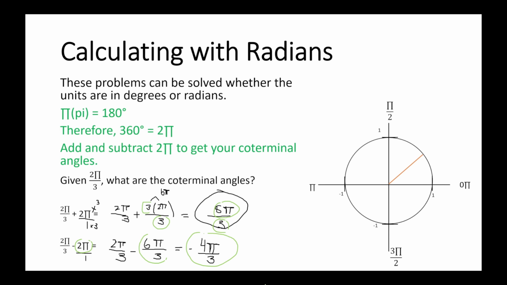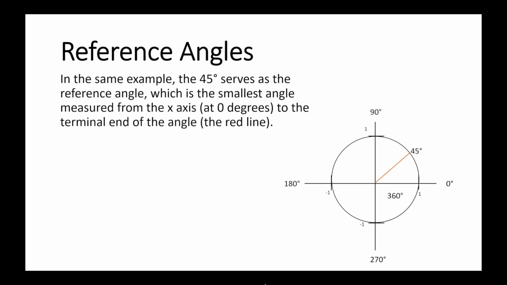Okay, now moving forward to reference angles. Reference angles are, well, it's kind of in the name. They're a reference. It'll be some angle between 0 and 90 degrees. Anything bigger than that is not technically considered a reference angle. You can just consider it as the smallest possible angle here on the graph.